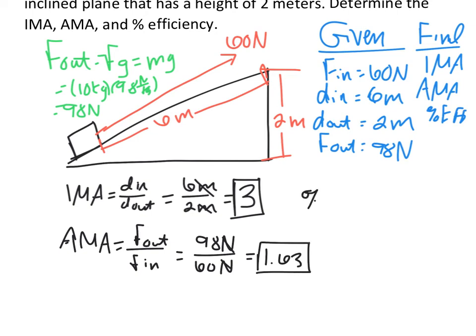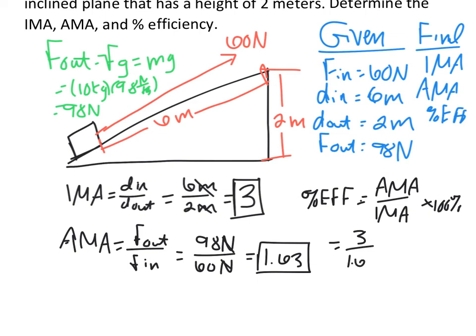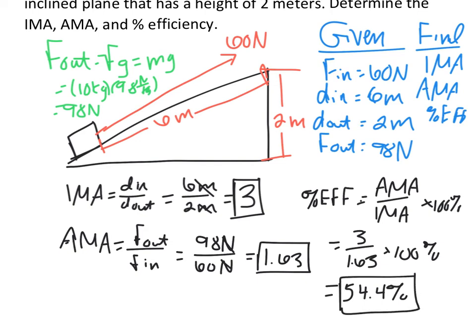And then my percent efficiency is just AMA over IMA times 100%. So that's going to equal 1.63 divided by 3 times 100. And this will equal 54.4%. So this particular machine is only about 54.4% efficient, not very high.